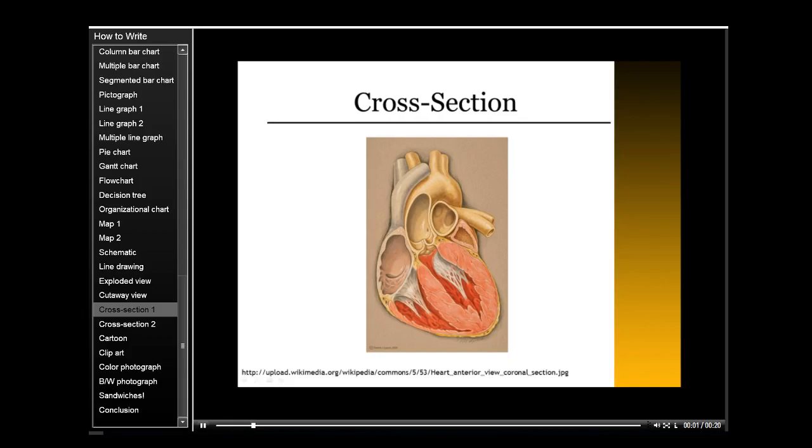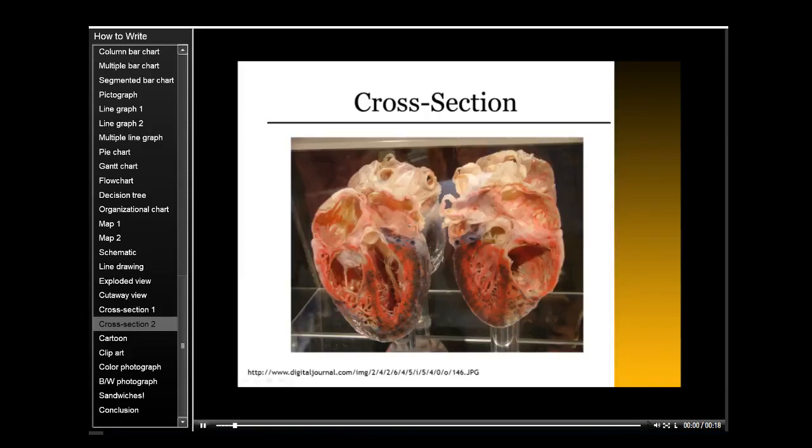We also have cross sections. A cross section is similar to a cutaway view, but it is just sliced in half and said, here's what it looks like on the inside. There's no cutaway to look into, it's just the entire object sliced. These cross sections can be illustrations like this, drawings. They can be photographs of real things.